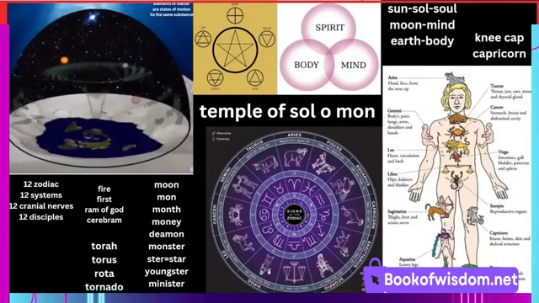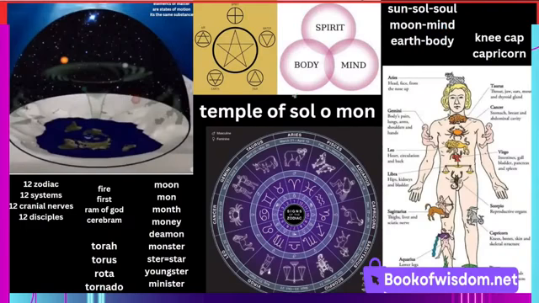The image of man is made in the universe. We are a microcosm of the universe. The universe is a macro. We are micro. We consist of everything. The body, mind, and spirit. The sun, the soul. Moon, the mind. Earth, the body. Body, mind, and spirit.